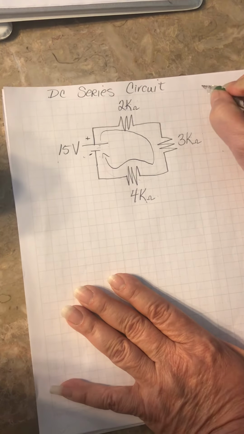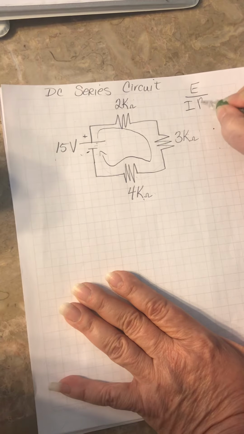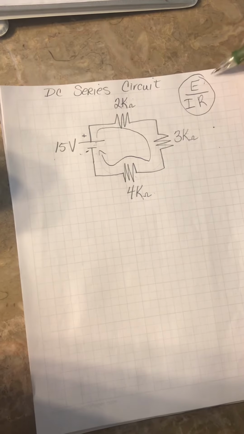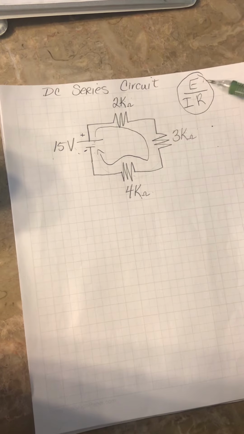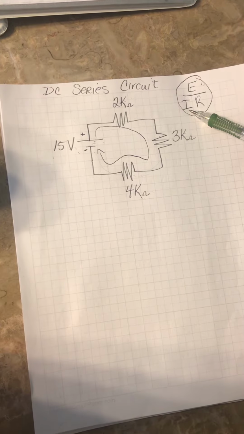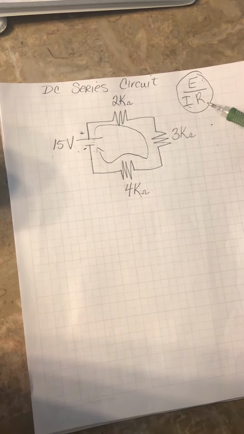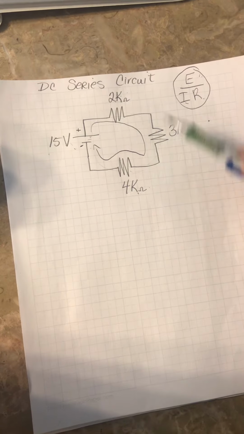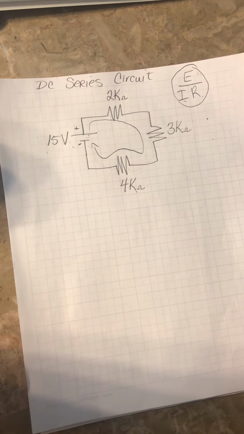And we use Ohm's law, E, I, R. E is for voltage, whether it's the source voltage or the voltage drops. You can use them interchangeably. I is for current. Current is in amps, and that's the movement of electrons. R is for resistance, so the resistor values. This is a schematic of three resistors in series.